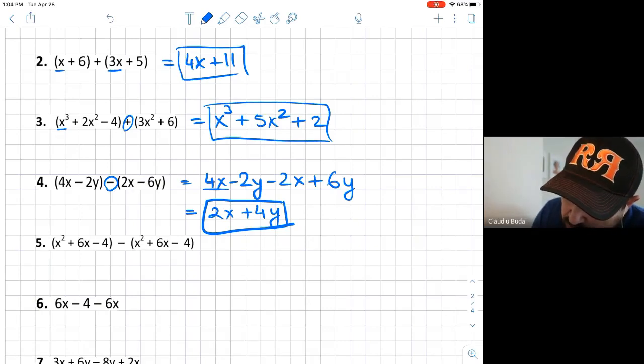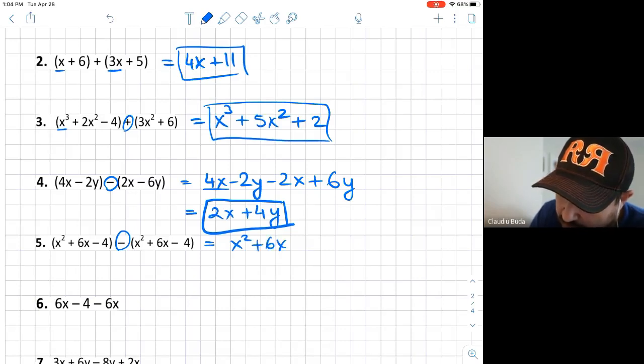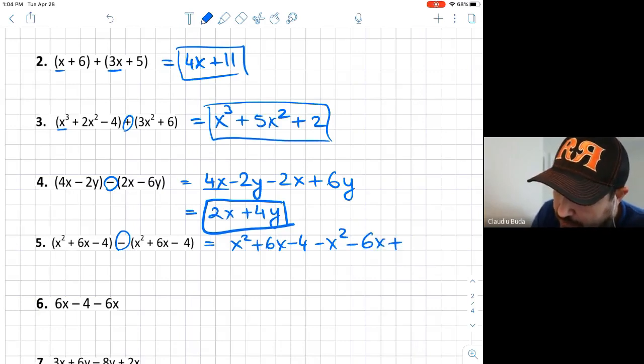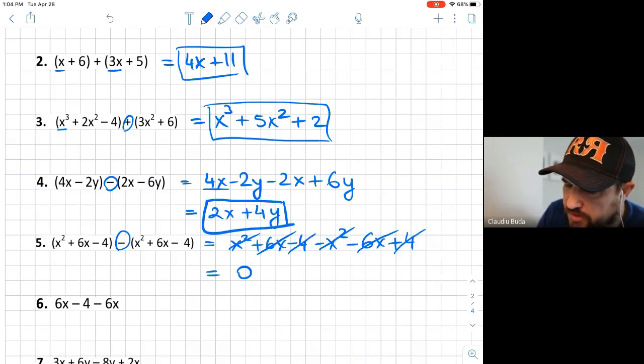For example number 5, we have another subtraction. So we're going to do x squared plus 6x minus 4 minus x squared. We're switching the signs of the second polynomial, minus 6x plus 4. So let's see, x squared minus x squared, that is going to give me 0. 6x minus 6x, 0. Negative 4 plus 4, that is 0. So this is going to end up being 0.